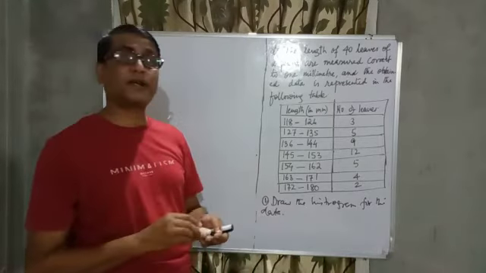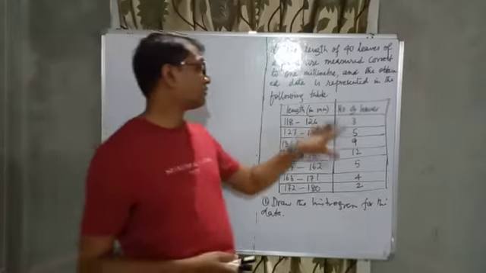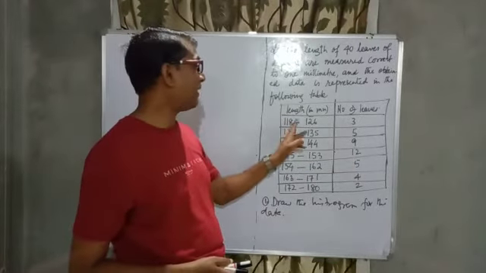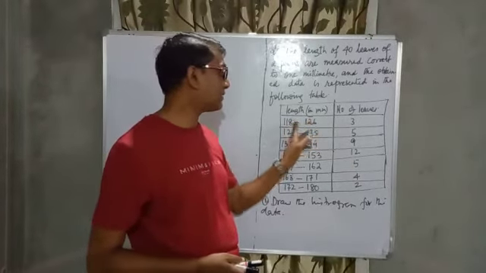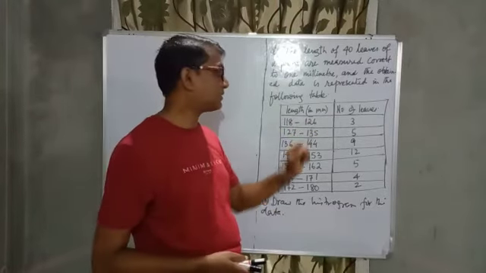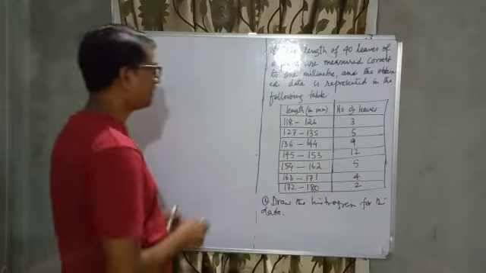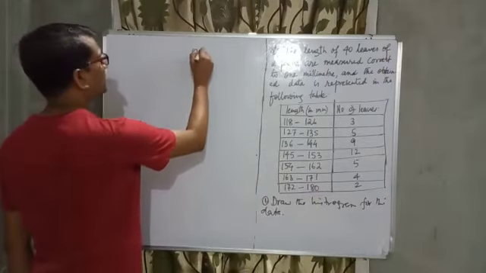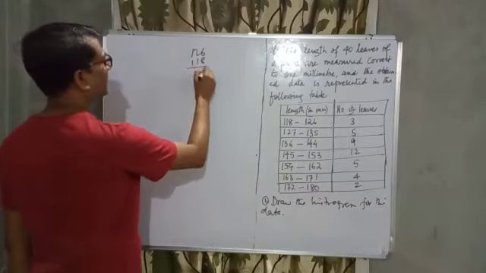Now we will observe the data. What data is given? The class intervals are 118 to 126, and so on. What is the length of the class interval? 118 to 126: if we subtract 126 minus 118, that is 8, plus 1.